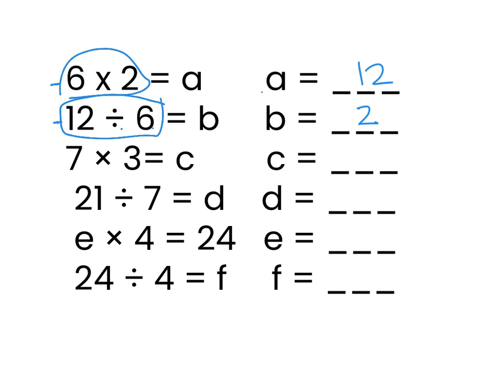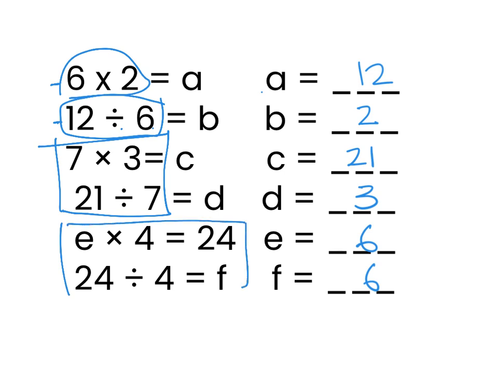It's part of a fact family. 7 times 3 equals 21, and 21 divided by 7 equals 3. Again, these related facts here that we can put together. E times 4 equals 24. Oh, changing it up a little bit. You should have said 6. 6 times 4 equals 24. So 24 divided by 4 equals 6. Okay, again, just working with these facts that work together.